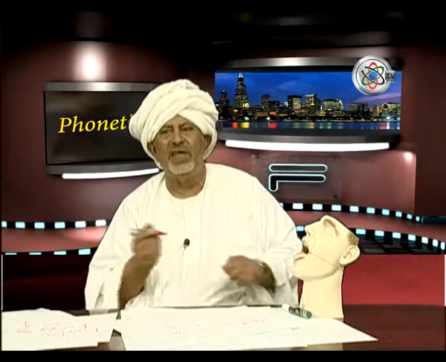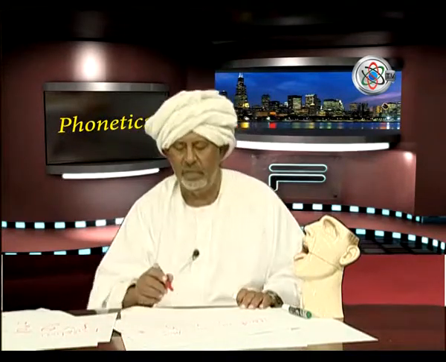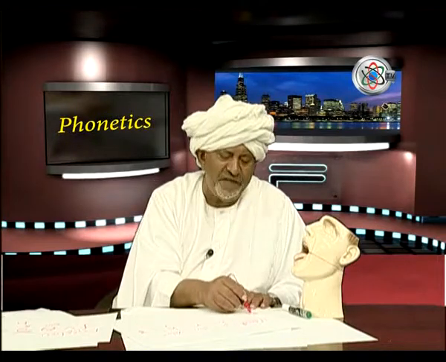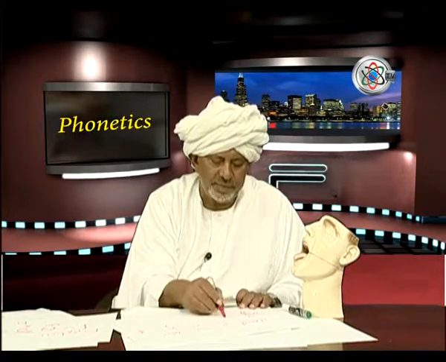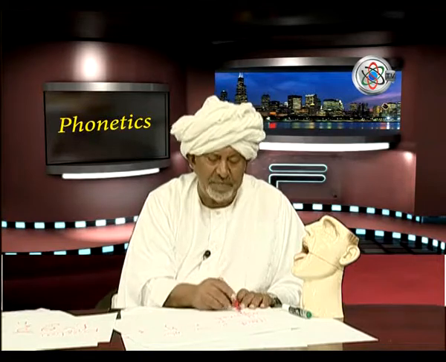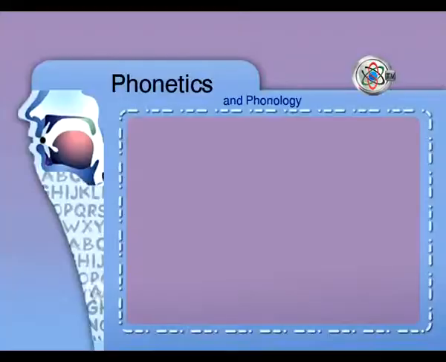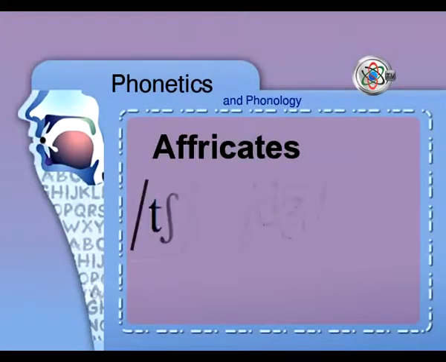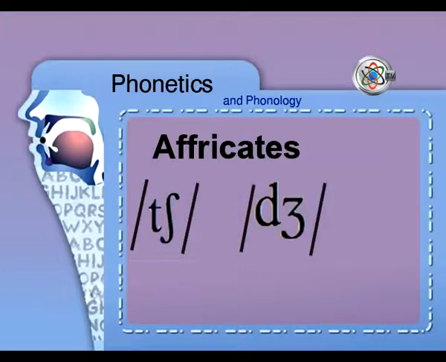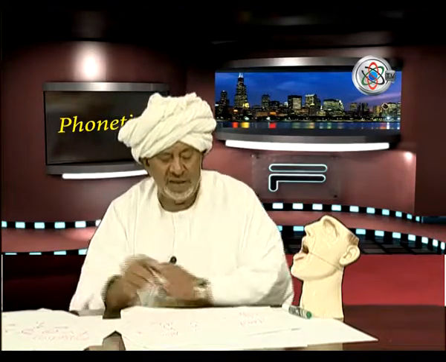Then let me go to the other class. Here we have got 3. Then we have got what we call affricates. Affricate, remember double F. That's fricative, 1 F. Affricate, double F. So affricate sounds in English there are 2. Cha and ja. Because we don't have this sound in Arabic, we find some difficulty in pronouncing it. Cha, 2 sounds together. The ta and the sha. Here the da and the ja.